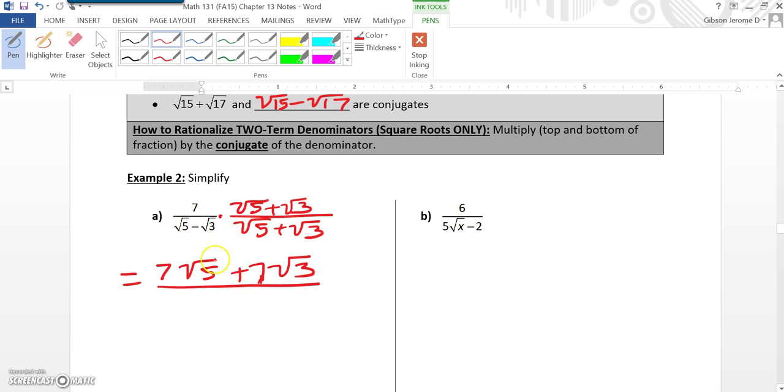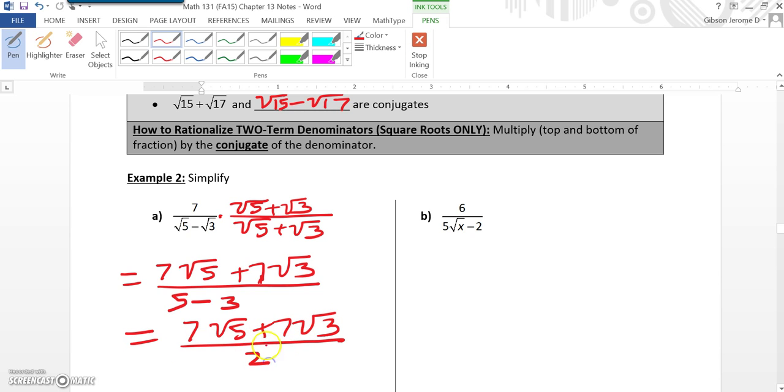Square root of 5 times the square root of 5, we know will give us 5. And negative square root of 3 times the positive square root of 3 will give us minus 3. Now, 7 square root of 5 plus 7 square root of 3, we can't do anything with that, so we will bring it down. And 5 minus 3 is just 2, and we're done.